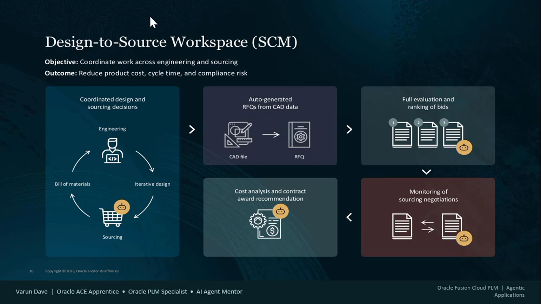If negotiations are in process, the monitoring agents track them, flagging risks, tracking deadlines, and recommending outreach. And when it's time to decide, the system delivers a cost analysis and contract award recommendation, ready for your review and approval. The entire sourcing cycle is coordinated by agents governed by your enterprise rules.